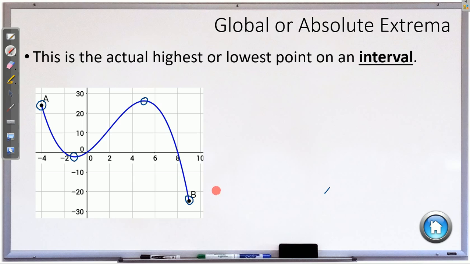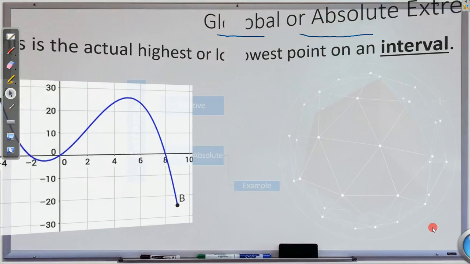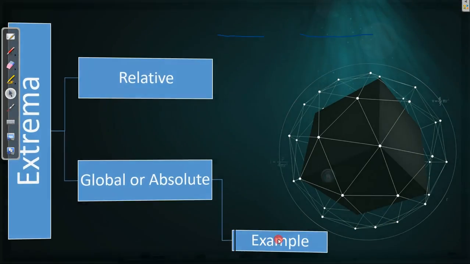And so the only difference or the extra thing we have to do now is check our endpoints and compare them with our relative extreme values, and that will give us the global or what's called the absolute minimum and maximum. So one slight extra thing to do is to check those endpoints. All right. Let's take a look at an example of how this works.